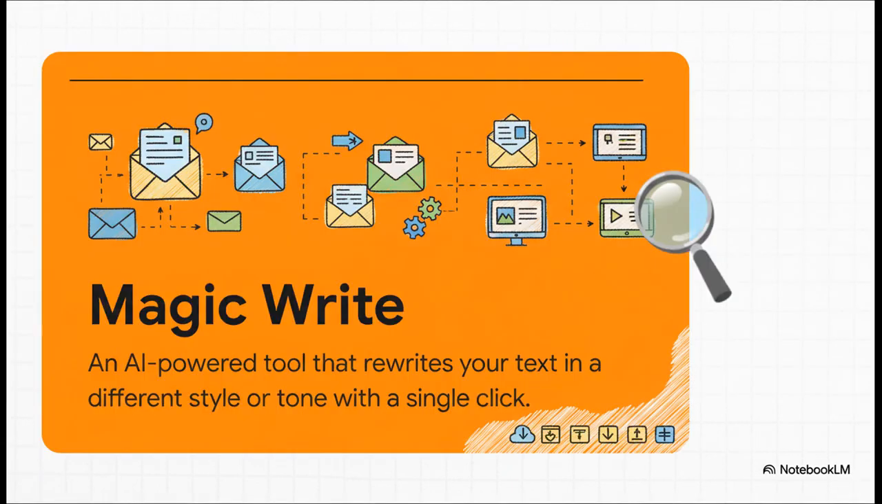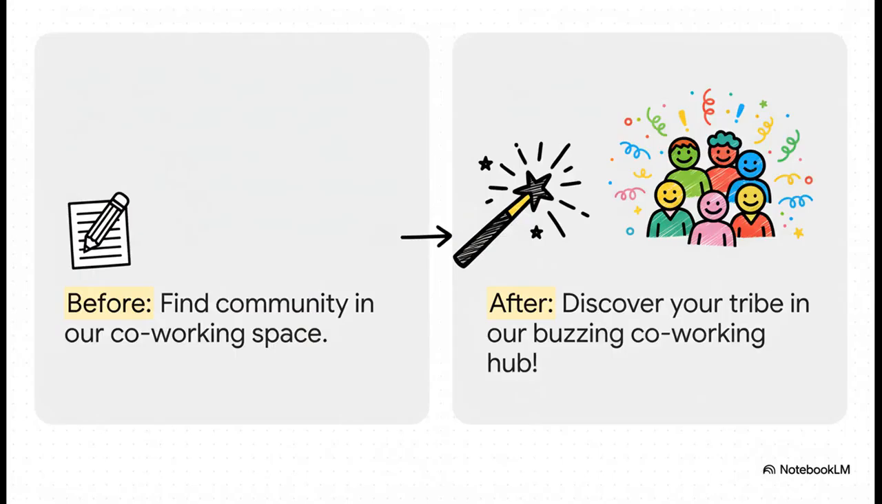Now, let's talk about the actual words. If you're kind of stuck with your copy, Canva has this AI tool called Magic Write. It's pretty cool. It can take what you've already written and rewrite it in a totally different tone, whether you want it to be more formal, more casual, or even a little more fun. And this shows you exactly what it can do. The original text is fine, right? Find community in our co-working space. It works, but with just one click to make it more fun, you get: Discover your tribe in our buzzing co-working hub. It's such a small change, but it adds a huge dose of personality.